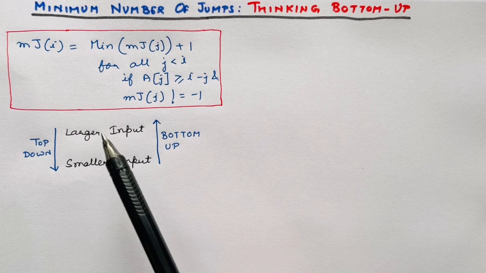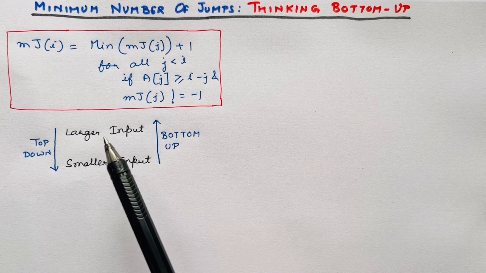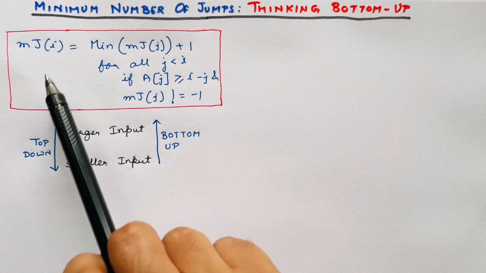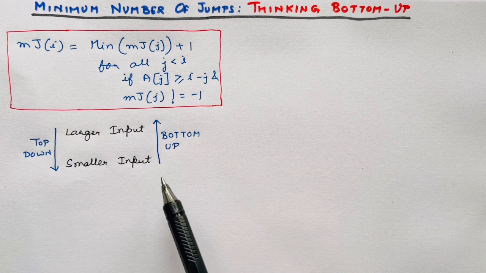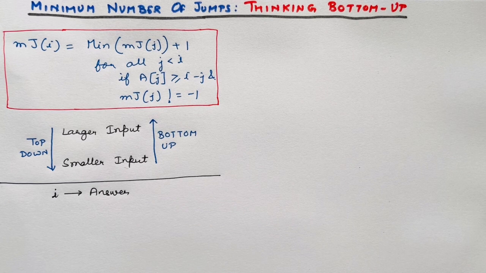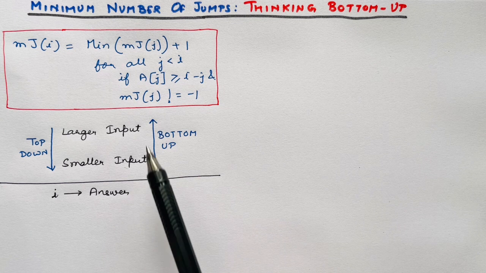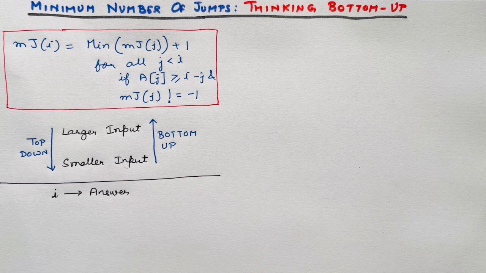We will still use the recursive relation. We will still use the answers of smaller problems to derive the answer for larger problems, but we will do this in the reverse direction. This means we still need to store this information, that for an index I, what is the minimum number of jumps required to reach this index. So what can be the best data structure to store this information, and also we can gradually progress in that data structure from smaller index till larger index? That data structure can be a one-dimensional array.